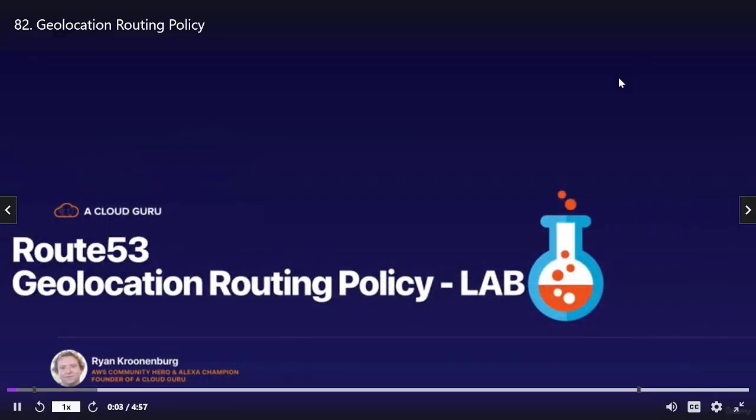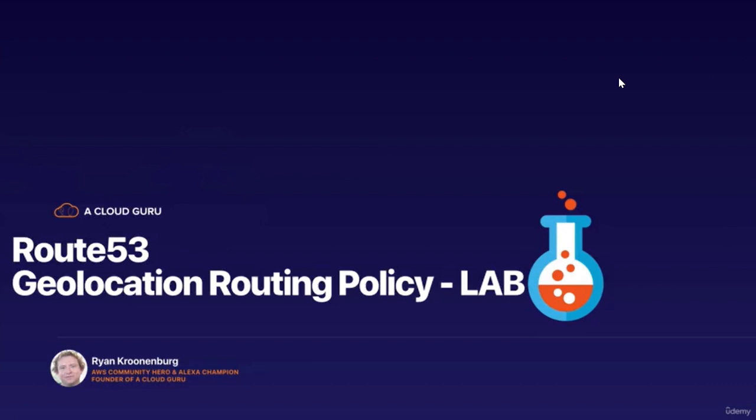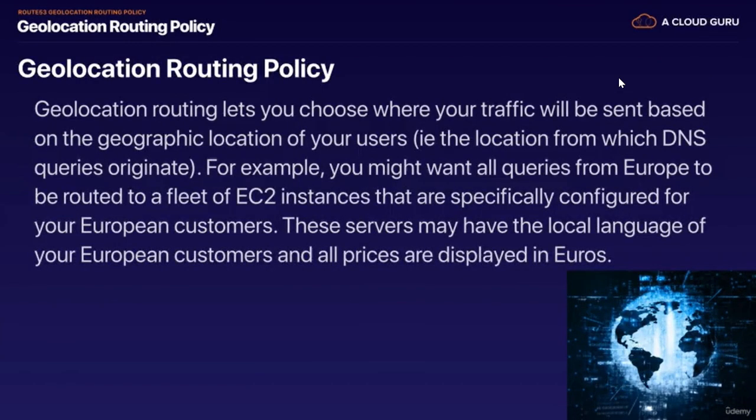In this lecture we're going to look at geolocation routing policies. Geolocation routing policies let you choose where your traffic will be sent based on the geographical location of your users, i.e. the location from which the DNS queries originate. For example, you might want all queries from Europe to be routed to a fleet of EC2 instances that are specifically configured for your European customers.